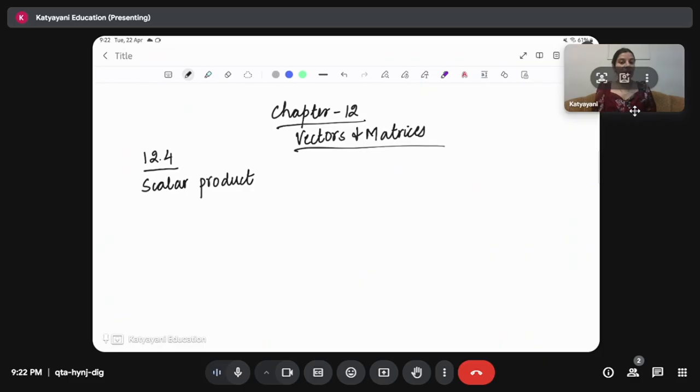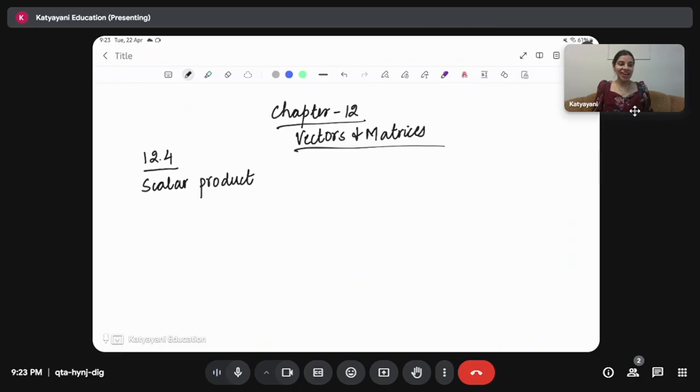So we had started with chapter 12 in the last class, that is vectors and matrices. In the last class we had introduced what vectors are, where vectors are used in real life, and then we had seen vectors geometrically. We had seen some operations of vectors, like how to add two vectors and how to subtract vectors. Then there are some rules that vectors follow: addition is commutative, there is the associative property, and so on. And then we had done some questions from the exercise based on vectors, from exercise 12.2 and 12.3. In this class we'll be starting with 12.4, which is about the scalar product of vectors.